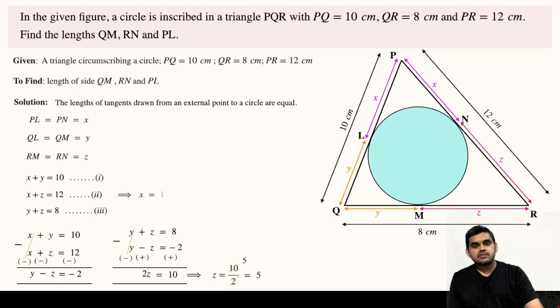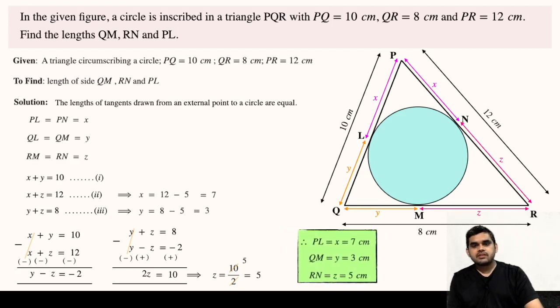After getting the value of Z, we will substitute it in equation number 2. So X will be equal to 12 minus Z, that is 5. This will give us X is equal to 7. And in equation number 3, Y will be equal to 8 minus Z, that is 8 minus 5 equal to 3. So we have successfully found the values of X, Y and Z. So PL will be 7 centimeter, QM will be 3 centimeter and RN will be 5 centimeters.